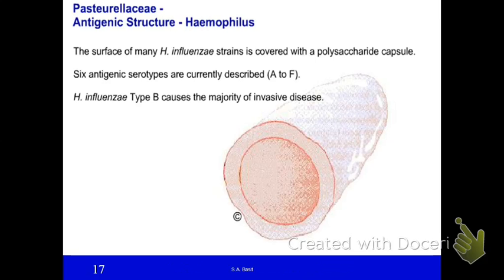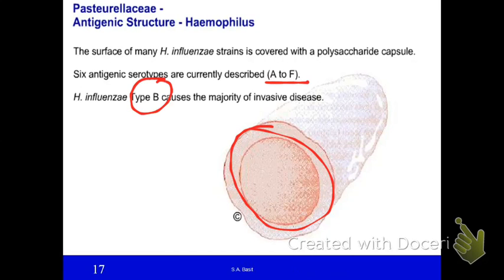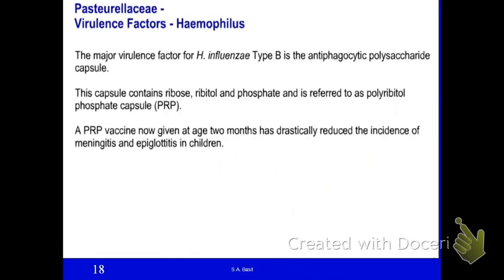So, this is how the capsule would appear. The capsule surrounds the bacterial cell. There are 6 strains, but type B is the one that could cause the majority of the invasive disease. I did mention already the composition, the PRP.